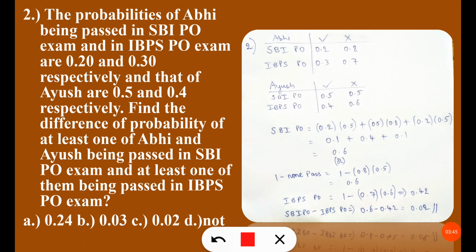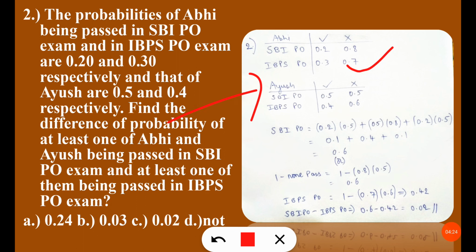The meaning of the question is there are 2 people, Abhi and Ayush. They have attended the SBI PO and IBPS PO examinations. The success probability of Abhi in SBI PO is 0.20, in IBPS it is 0.30. In the same way for Ayush, the success probability is 0.5 in SBI and 0.4 in IBPS PO. Now what we have to do? We have to find the difference of the probability of these 2 people getting passed in at least one examination. So let's dive into the solution. We will come to know what the actual answer is.